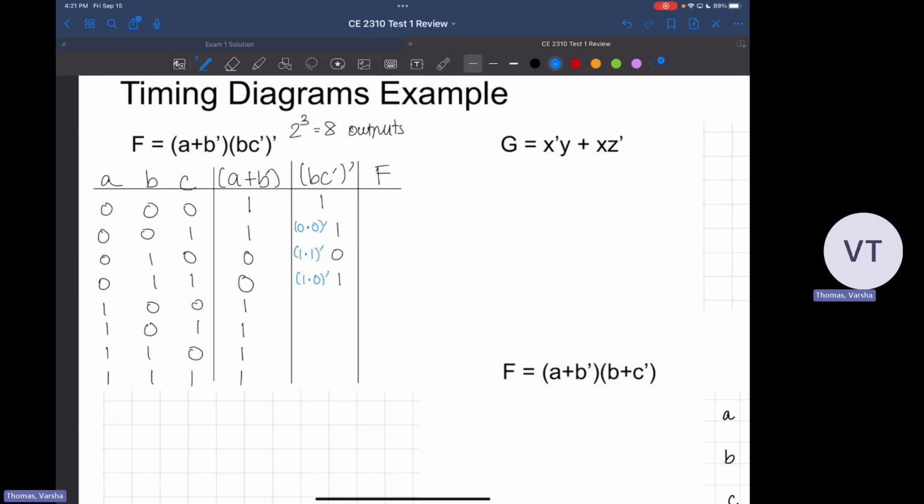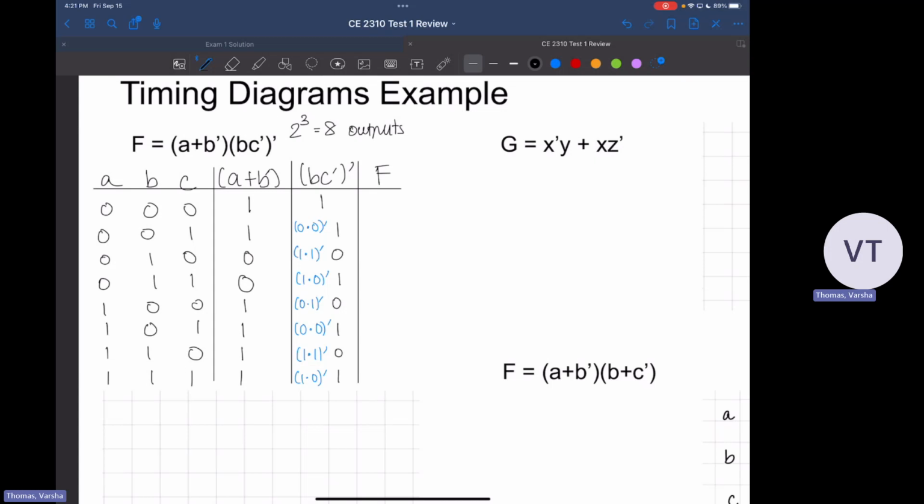Timing diagrams take a while, y'all. Okay, then you've got 0 and 1, the whole not, so that's going to be 0. You've got 0 and 0, the whole not, so that's a 1. You've got 1 and 1 not, so the output's a 0. You've got a 1 and a 0 not, and that output's going to be a 1.